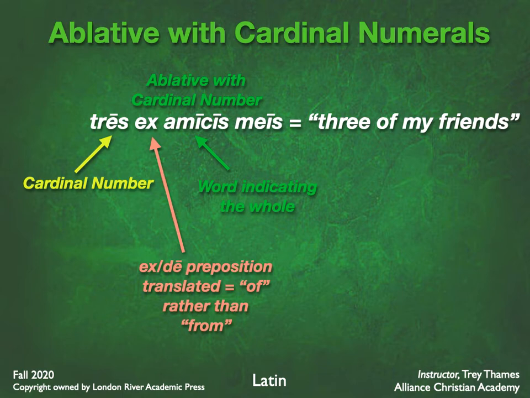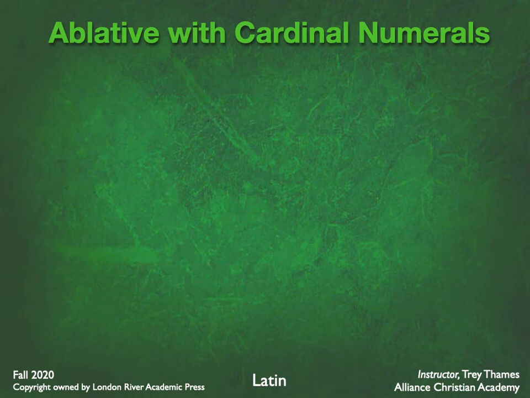It's three of them. So the only thing you have to remember here is if you see a cardinal number, it's followed by an ablative word. And here, in this case, amicis is ablative plural. And you've got, of course, that preceded by the preposition ex or de. Then you have an ablative of cardinal number. And the only key is to translate ex as "of" rather than "from." Three of my friends. Let's look at two or three more examples here.